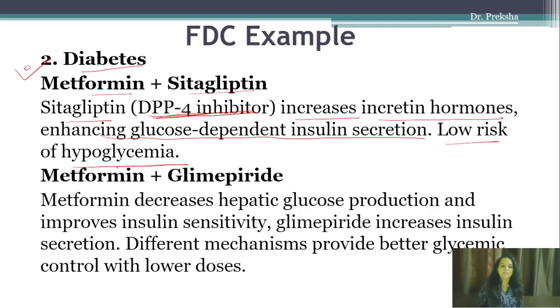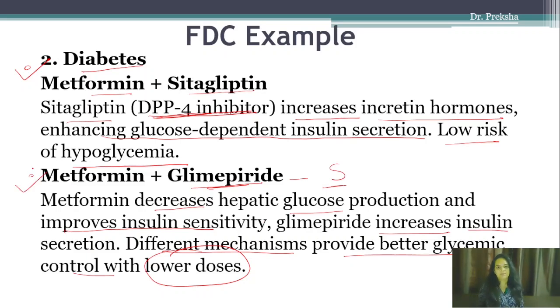Another combination is metformin plus glimepiride. Metformin decreases the hepatic glucose production and improves insulin sensitivity. Glimepiride increases insulin secretion. These two different mechanisms provide better glycemic control even at lower doses. So here it is a synergistic action. So this combination is again a rational FDC.